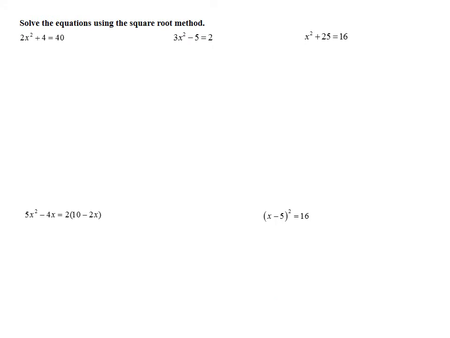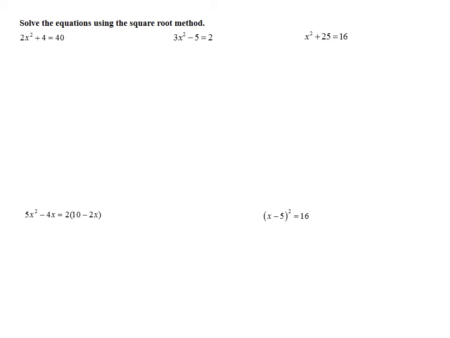Let's look at a few more examples of solving quadratic equations using the square root method. If we look at these examples, 2x squared plus 4 equals 40, 3x squared minus 5 equals 2, and x squared plus 25 equals 16 on the first line, what we see is that they are going to match up with using the square root method because there are only x squared terms and constant terms in each of the three equations. That's a clue that it's going to work with the square root method.